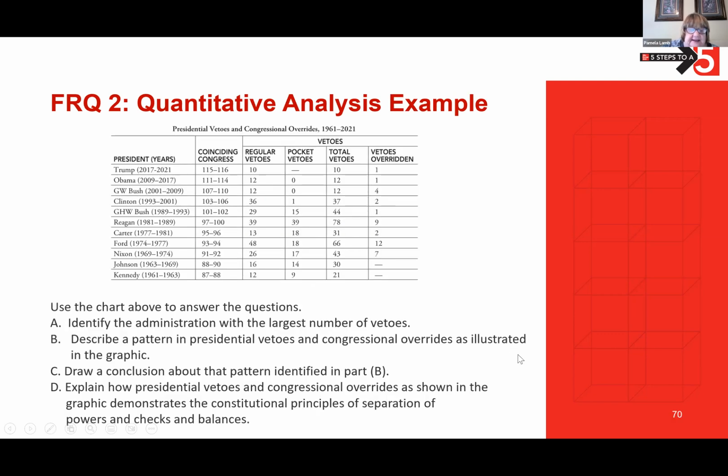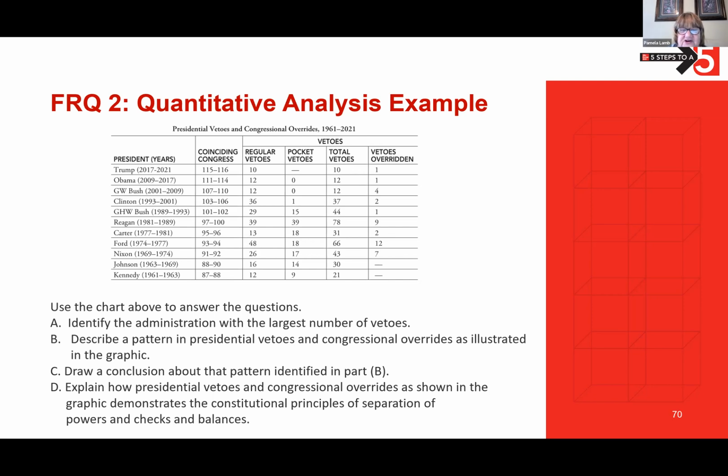Okay, so here's an example. You have a table there of presidential vetoes and congressional overrides between 1961 and 2021. Okay, and so you've got when they had coinciding Congresses, regular vetoes, pocket vetoes, total vetoes, and how many vetoes were overridden. And so part A, what's the administration with the largest number of vetoes? So you just go to the total vetoes and you look and you see which one. And it looks to me like 78, Ronald Reagan. And so that's all you would have to put.